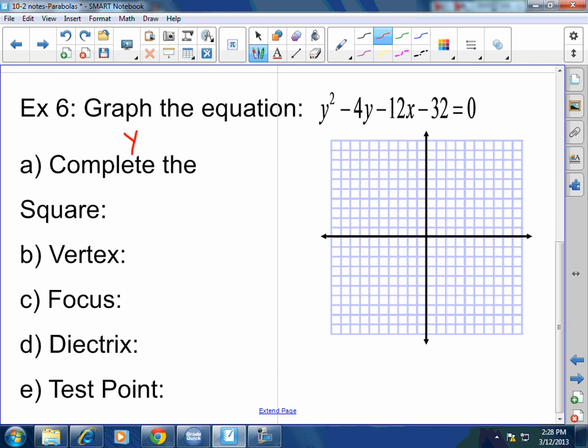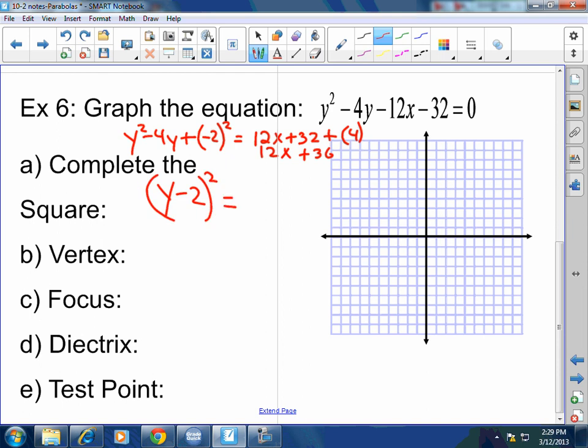Let's complete the square. I got y squared minus 4y plus (b over 2) squared, which is negative 2 squared. That equals, bring over the x and the constant, 12x plus 32 plus the (b over 2) squared, so plus 4, which is 12x plus 36. So my equation, rather, is (y minus 2) squared equals 12 times (x plus 3). I just factored it out. Now my vertex, be careful, when it's attached to the y, it's the k. So my vertex is (negative 3, 2).